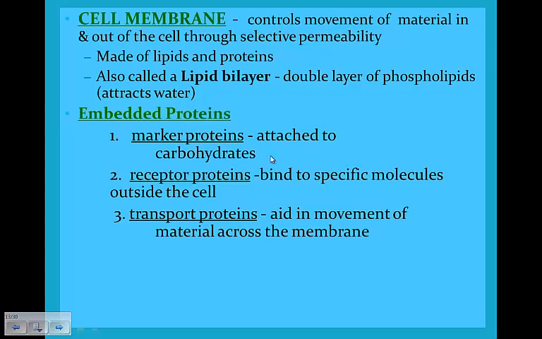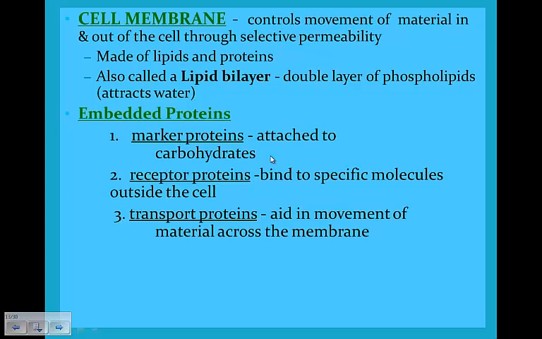They need those transport proteins, and those will attract specific molecules. All right, and then you have transport proteins. You have integral proteins that go all the way through the membrane, from the outside to the inside, and this allows for the movement of materials in and out of the cell.